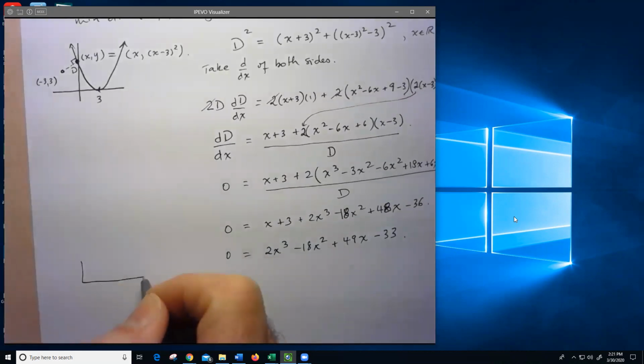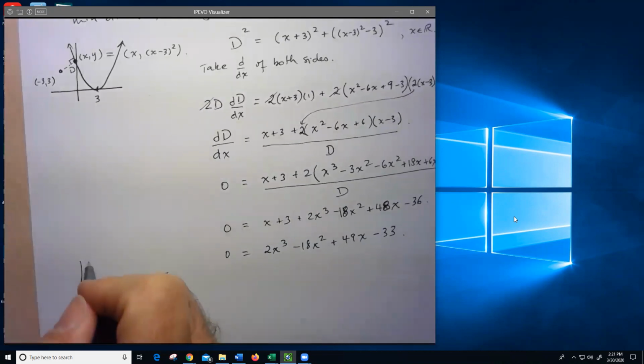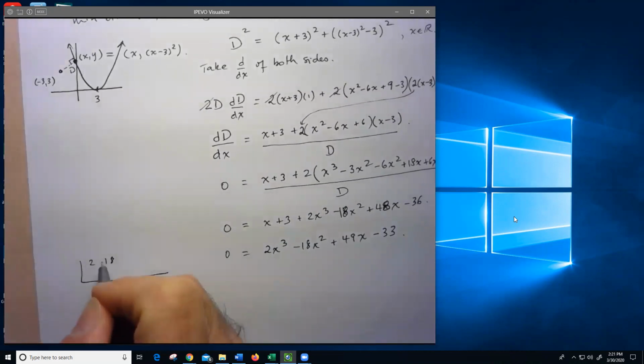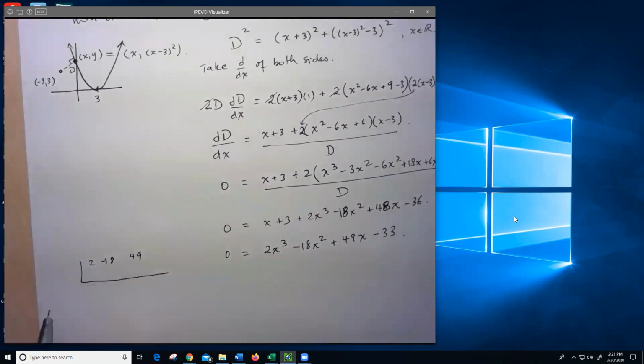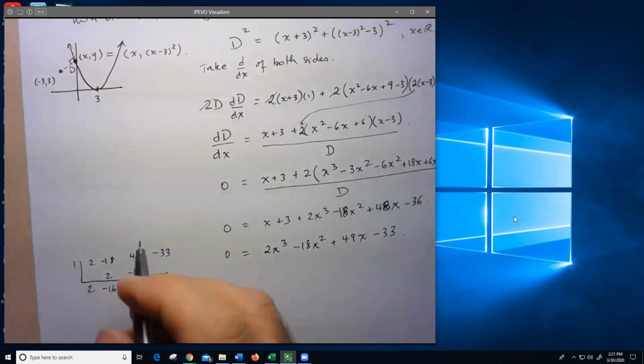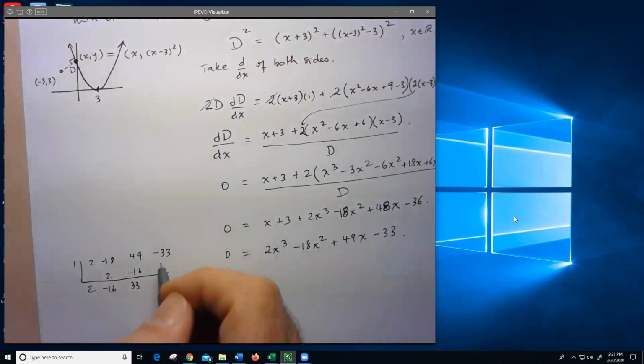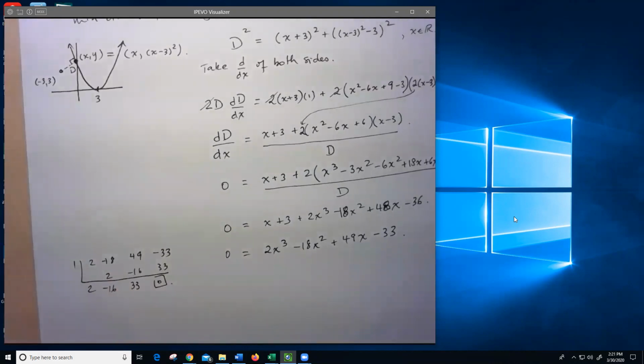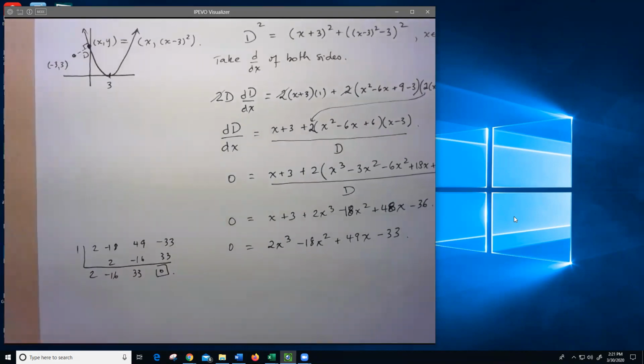So let me take my synthetic division here. I've got 2, negative 18, 49, and negative 33. And then what do we have? We said 1 works, so 2, so negative 18 plus 2 is negative 16. Again, please check my algebra here. So here we've got negative 16. So 49 minus 16 is going to be 33. Perfect. So it looks like this is going to work. And we have 0. I just checked it to be sure.